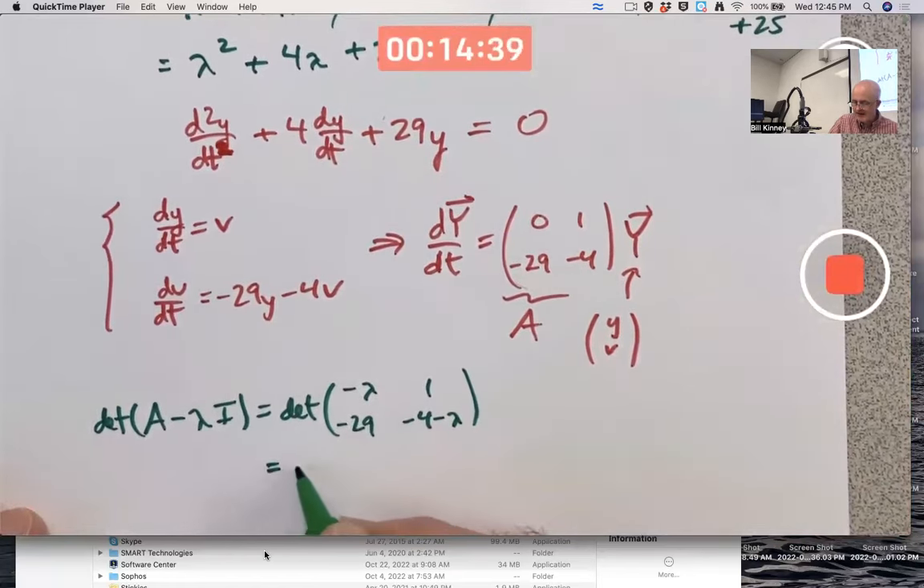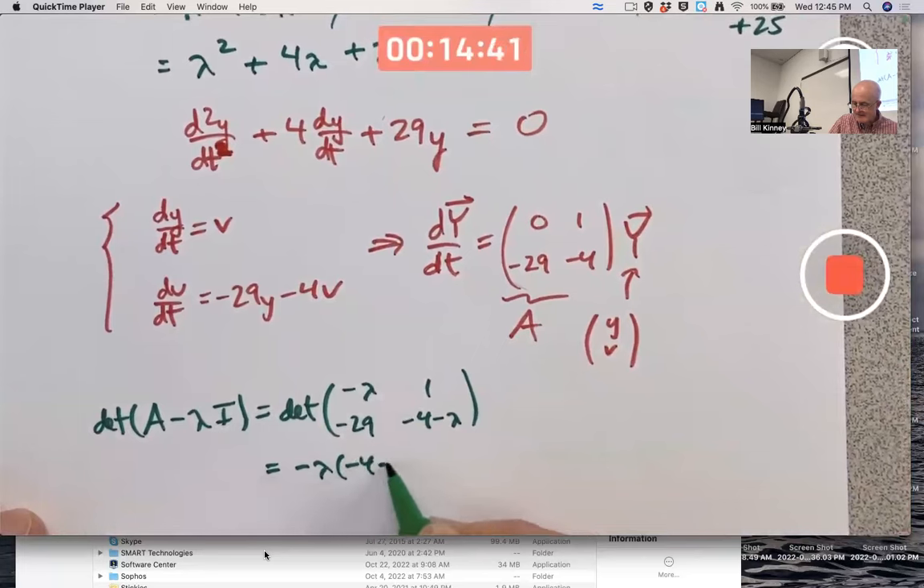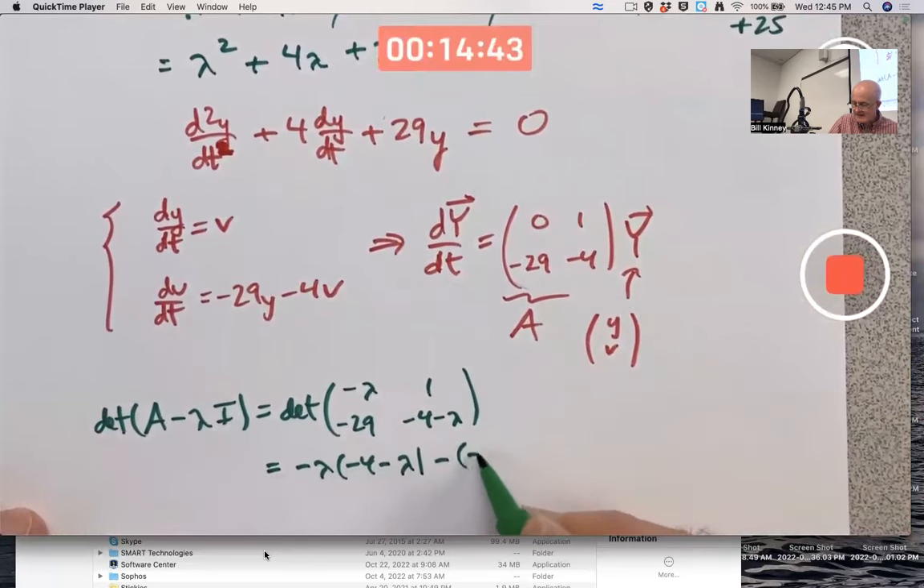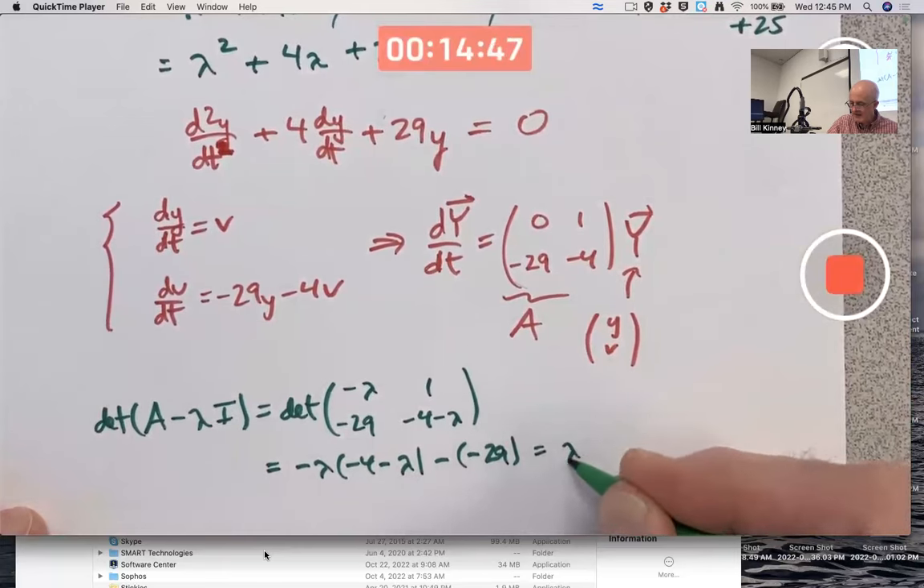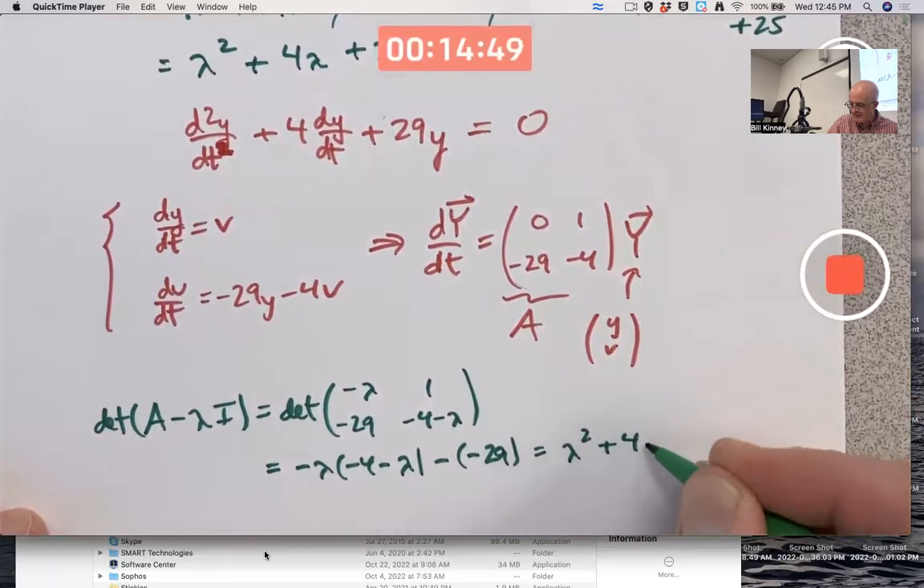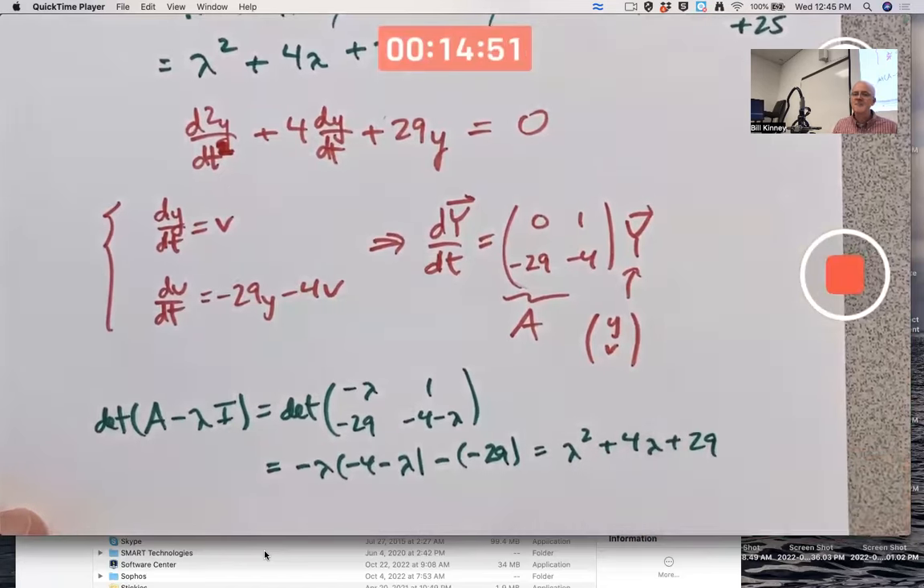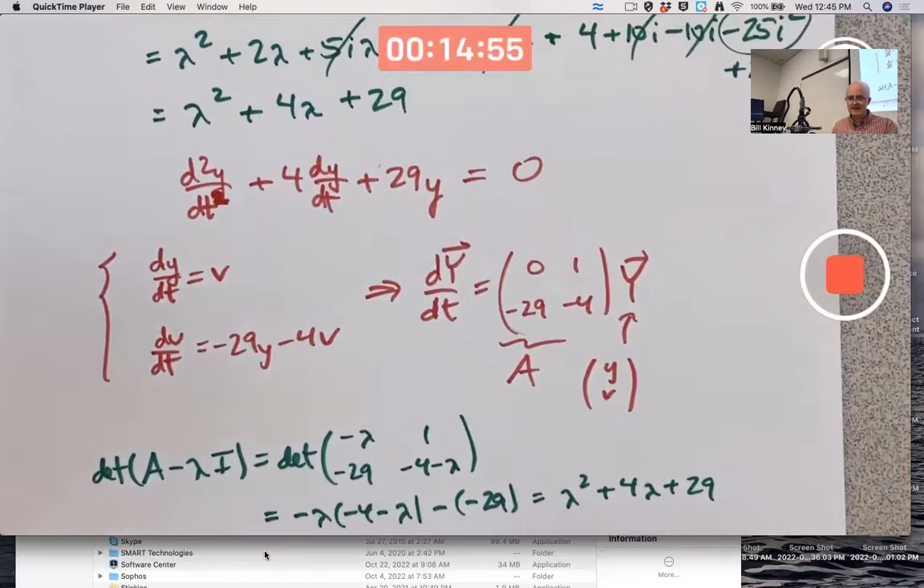Take the determinant of that. Careful not to make a mistake. It's looking good. All the negative signs go away. You get lambda squared plus 4 lambda plus 29. Same as this.